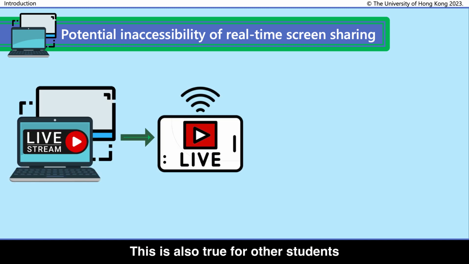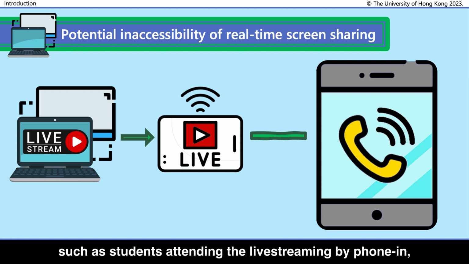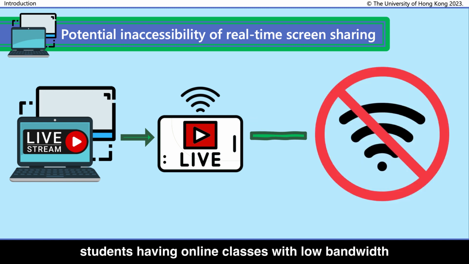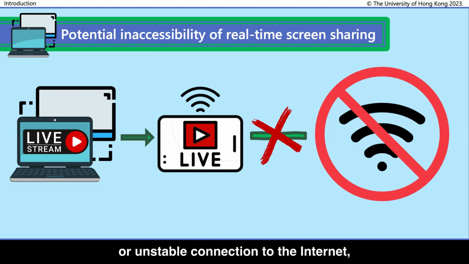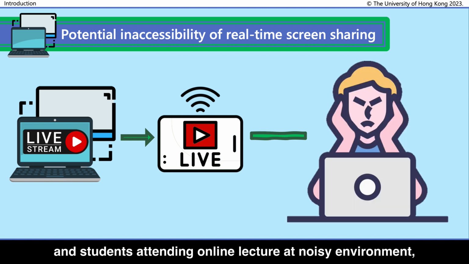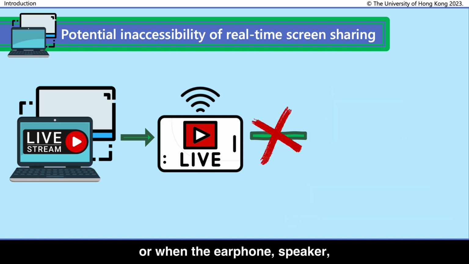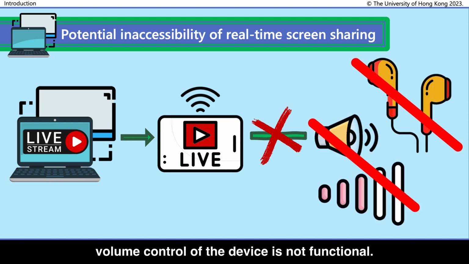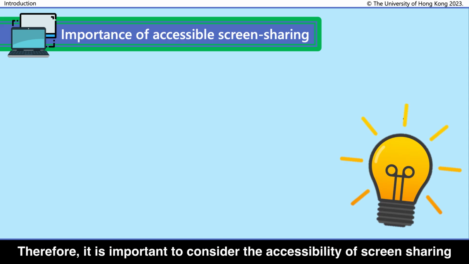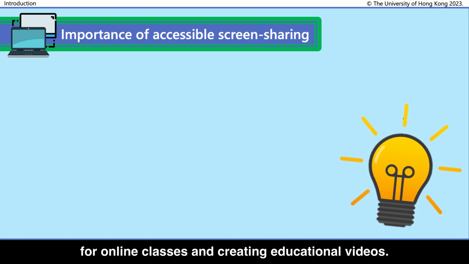This is also true for other students, such as students attending the live streaming by phone-in, students having online classes with low bandwidth or unstable connection to the internet, and students attending online lecture at noisy environment, or when the earphone, speaker, volume control of the device is not functional. Therefore, it is important to consider the accessibility of screen sharing for online classes and creating educational videos.